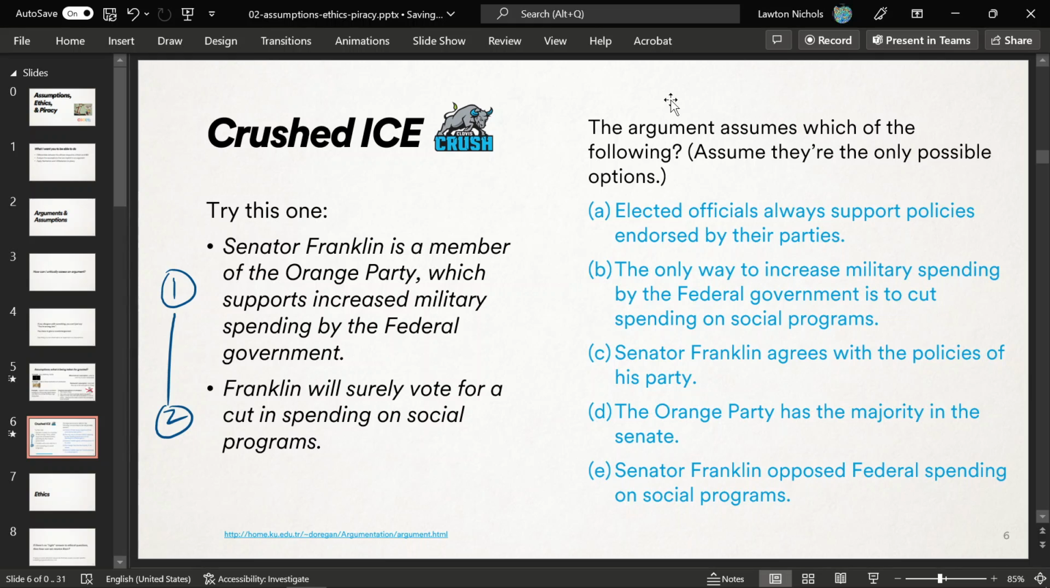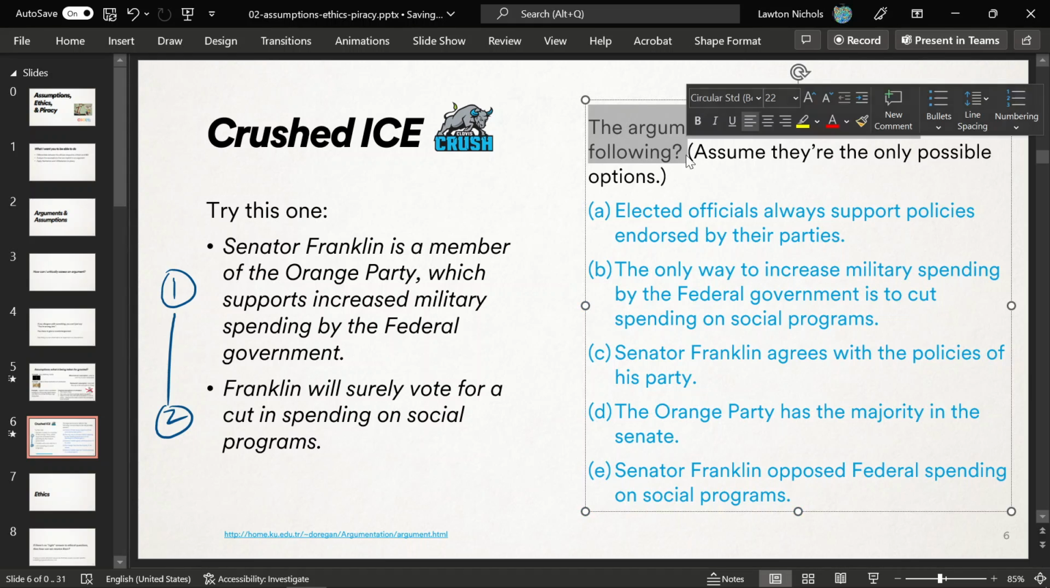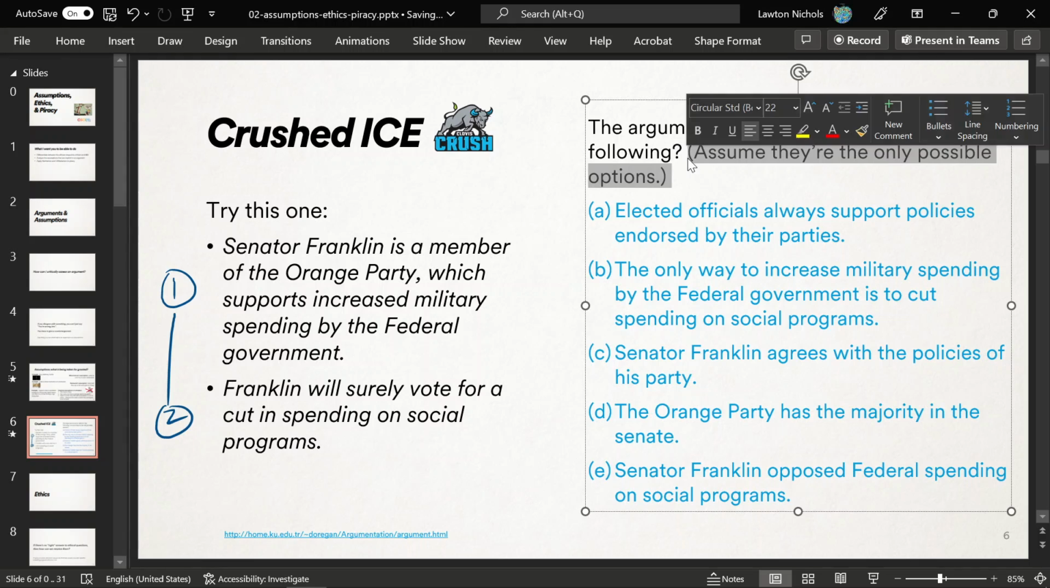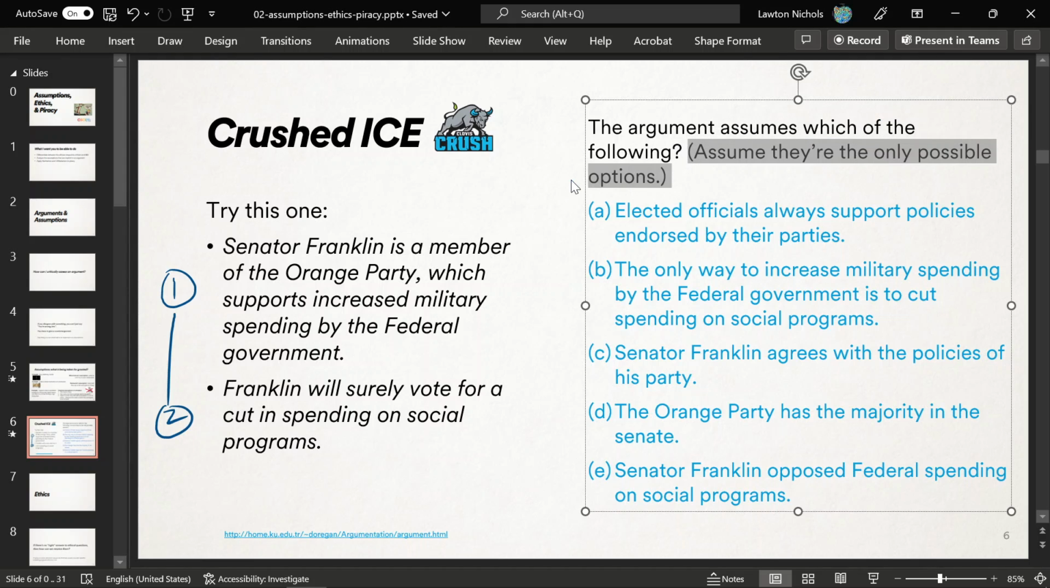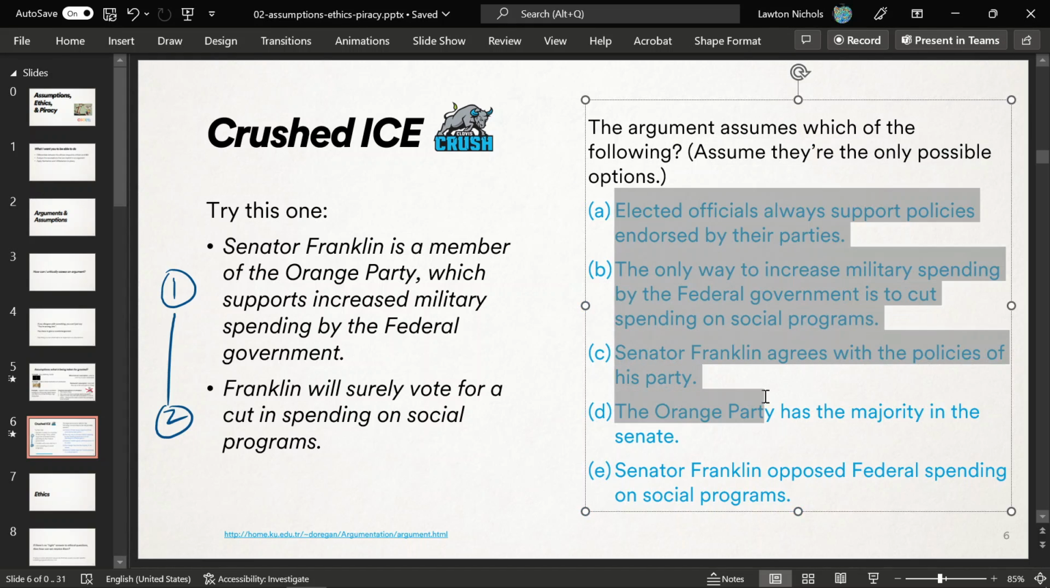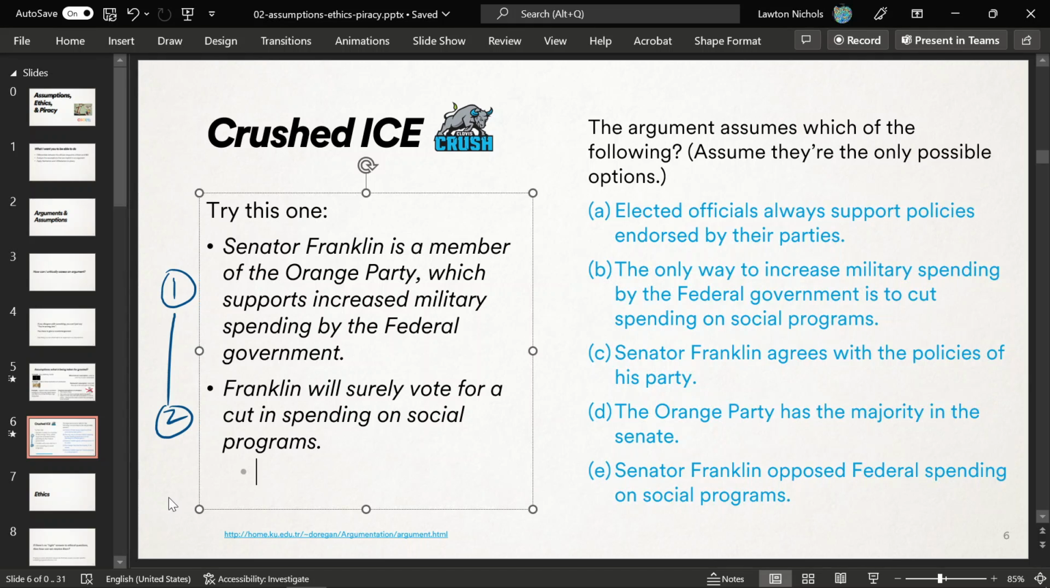That's an argument, right? So here's what I want you to think about as a group. This argument assumes which of the following, and just assume that there are only these 5 options, all right? Pick the best one. So which of these 5 explains this argument? What is this argument really assuming deep down? All right? So take a few minutes, try that, and make sure to sign in for attendance as well.